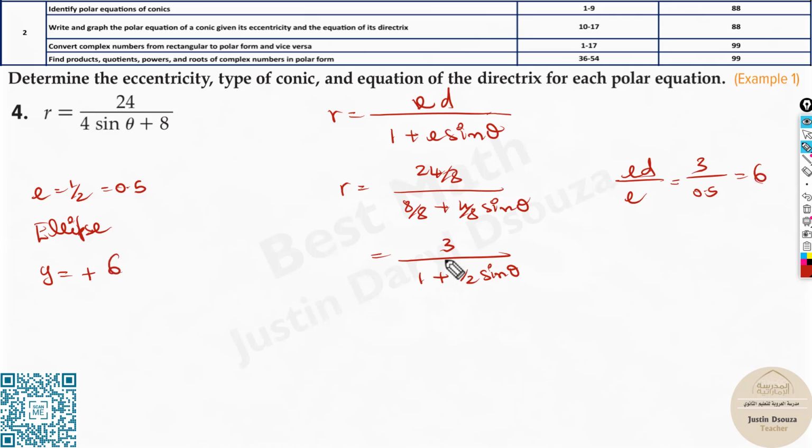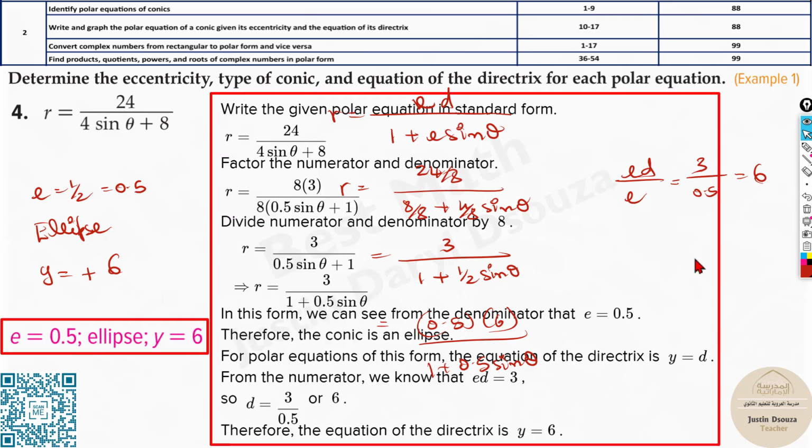So the directrix is 6. Or you can write this as 0.5 times 6, which will be 3 itself, over 1 plus 0.5 sine theta. So these are the answers. And here, remember, it's sine, so it's y, and e is less than 1. The eccentricity is less than 1, so it's an ellipse. And these are the answers.